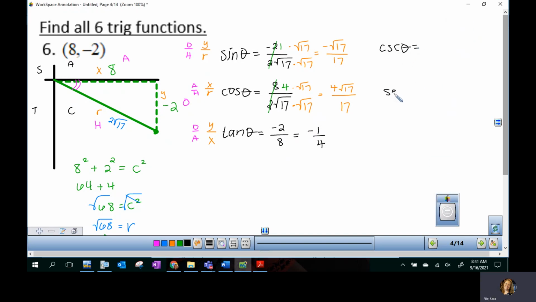I flip the fraction. Cotangent's going to be the easiest. What's the reciprocal of negative 1/4? Just negative 4. Keep the sign. It was negative, so this is negative. Okay, here, when you have done the rationalizing process, don't flip this final answer because then you have to re-rationalize. Remember, go back to how it was here and flip it. So 4 over root 17 is going to be root 17 over 4. Okay, negative 1 over root 17, flip, this will just be negative root 17.